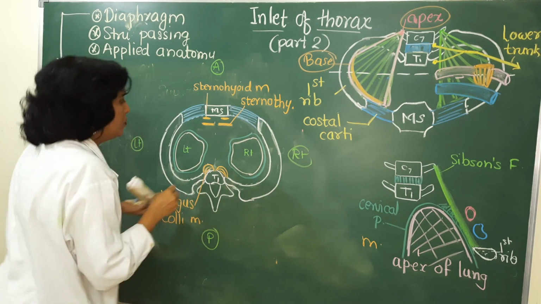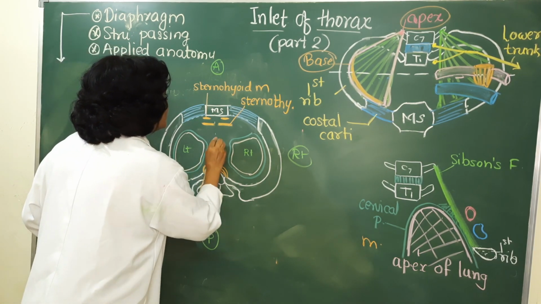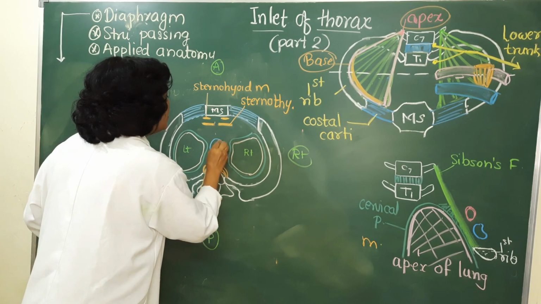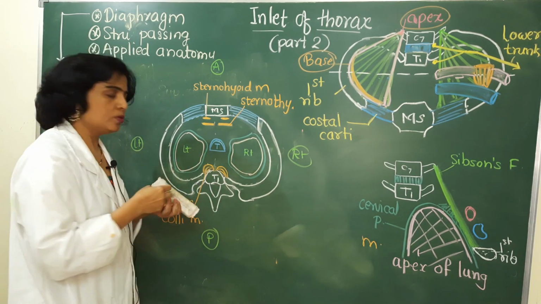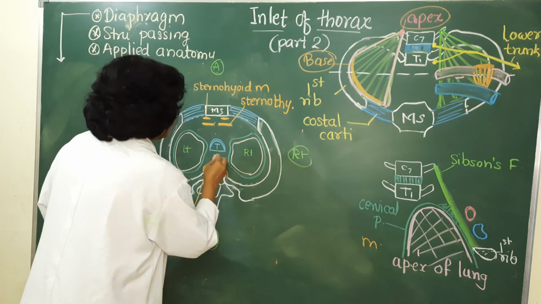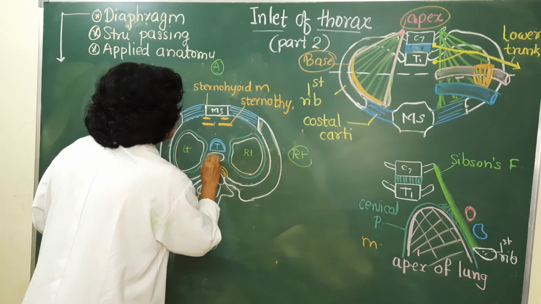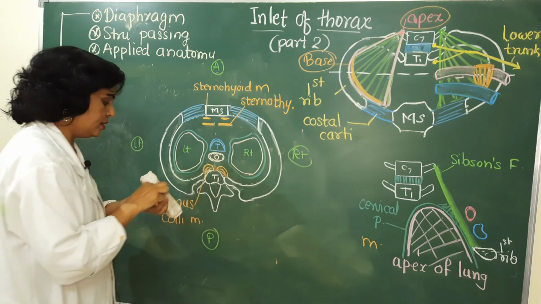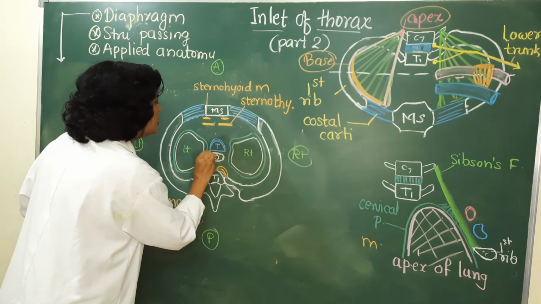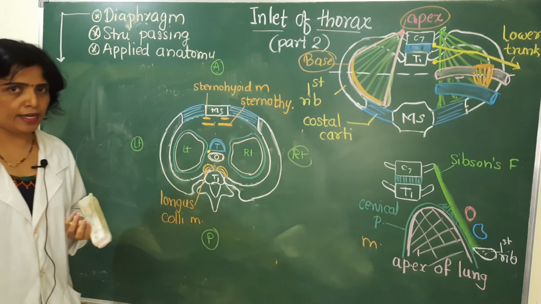Now, coming to the tubes, from the neck the trachea passes to the thorax. Just behind that you get the esophagus. So here is the esophagus, and in the groove between these two tubes, which is the tracheoesophageal groove, you draw the left recurrent laryngeal nerve.